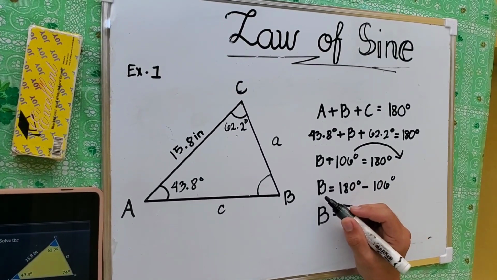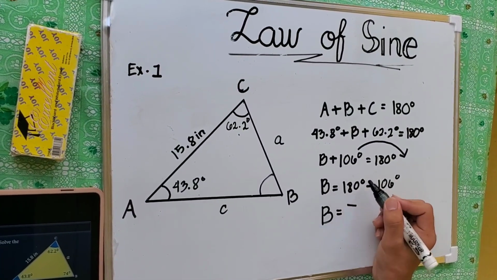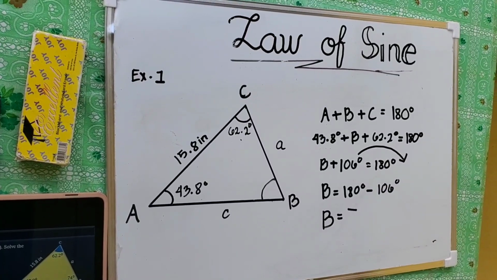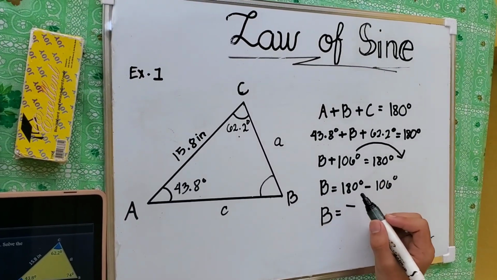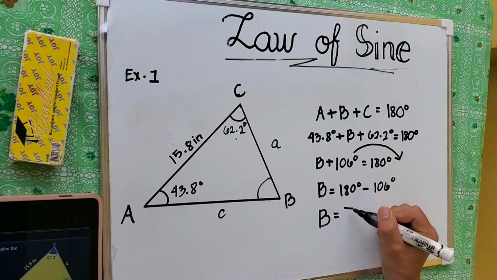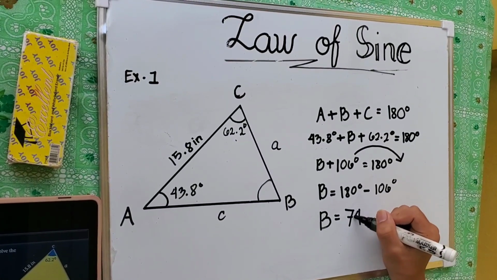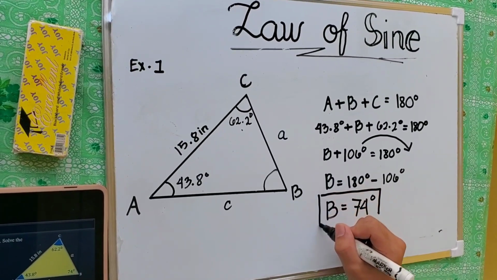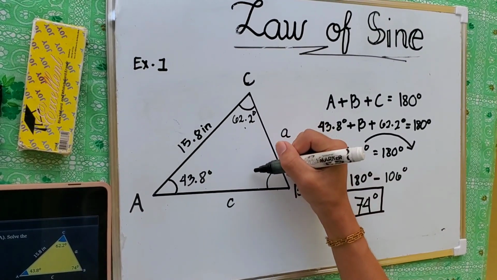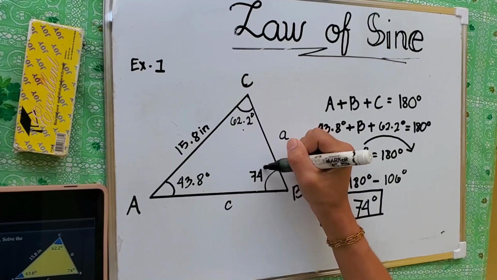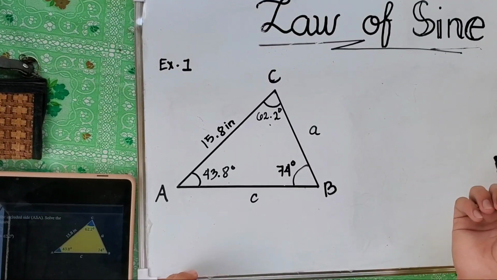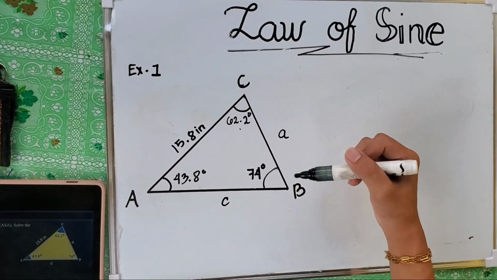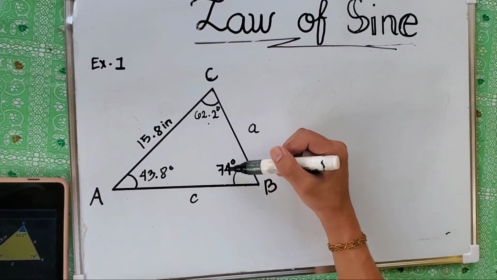So the measure of angle B is equal to 180 degrees minus 106 degrees. The last thing we need to do is to subtract 180 degrees by 106, and we get 74 degrees, which is the value of our angle B. So we found the unknown measurement of this unknown angle, which is 74 degrees.